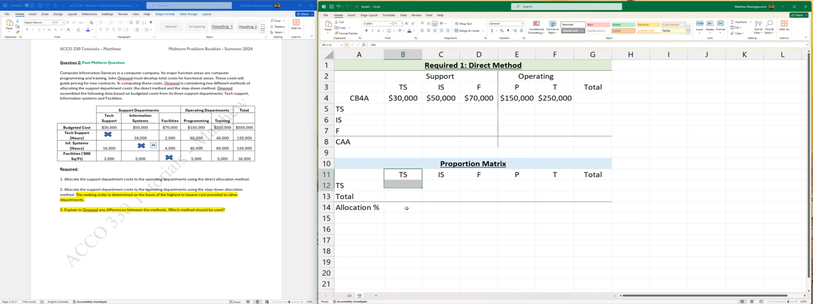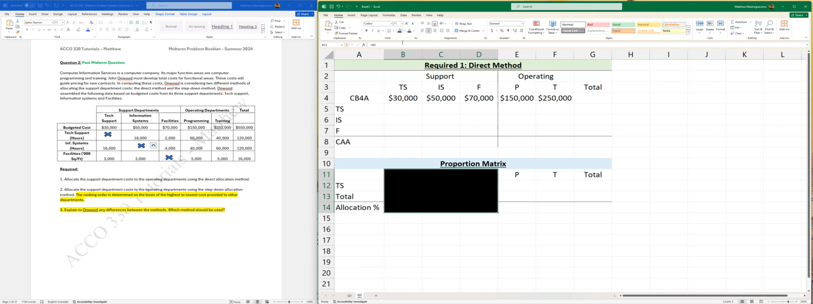So tech support, we never self allocate. Let's black it out. But now we're doing the direct method. Is there any allocation between support departments? No. So there's only programming and training. Tech support is based on hours, and it's 60,000 hours for programming, 40,000 for training. So your total allocation here is 100,000. So 60 over 100, and 40 over 100. So for tech support to programming, 60% of the cost will go to programming, and the last 40% will go to training.